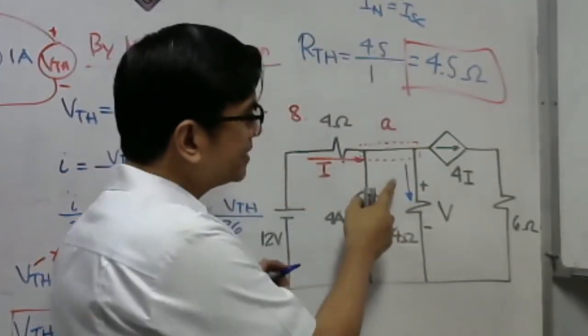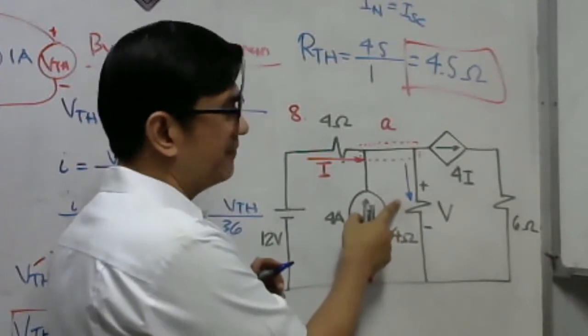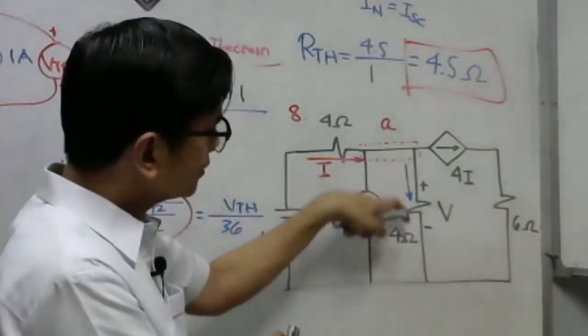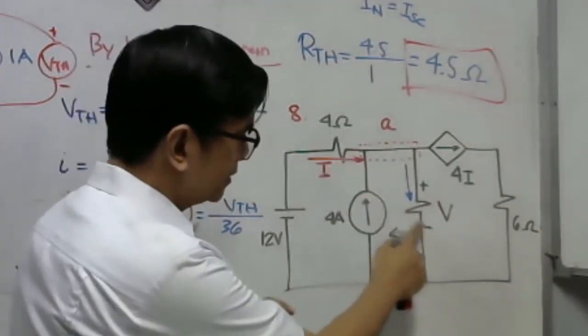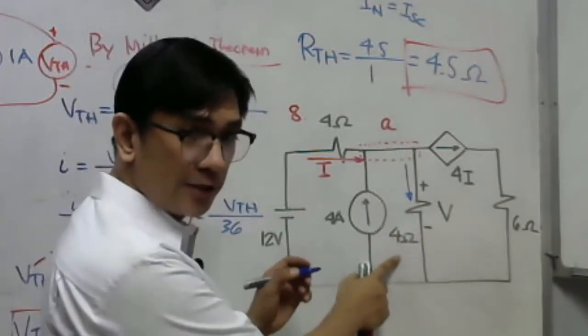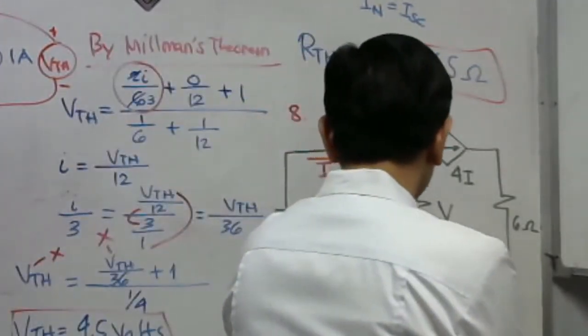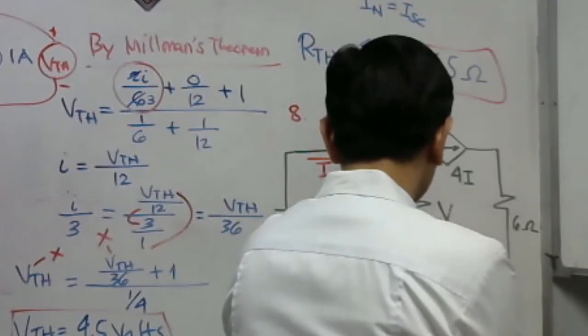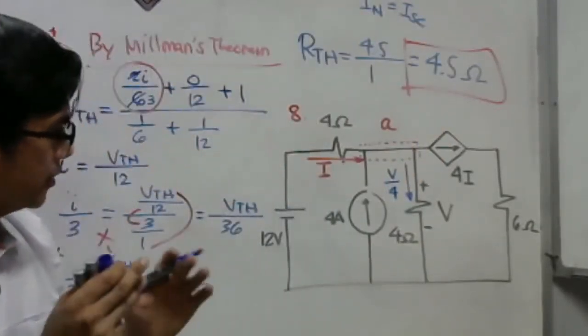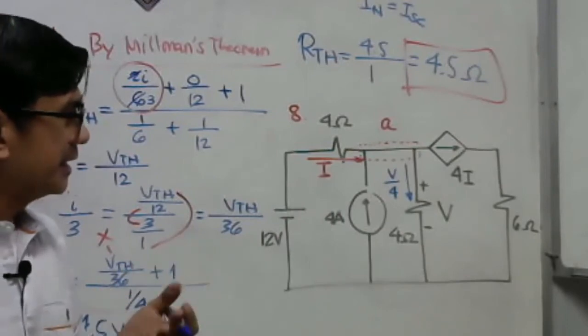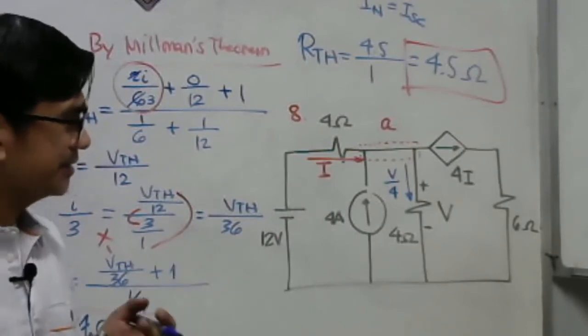We can say directly that this current has a value of what? It enters on the positive of V, so therefore that should be V over 4. We can use V over 4 directly here, so that it will simply reduce the equation, guys.